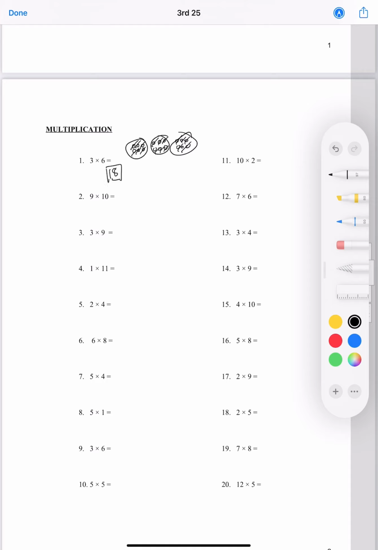9 times 10. When you're multiplying by a 10, you can just replace the 1 with the number you're multiplying by, so your answer would become 90.